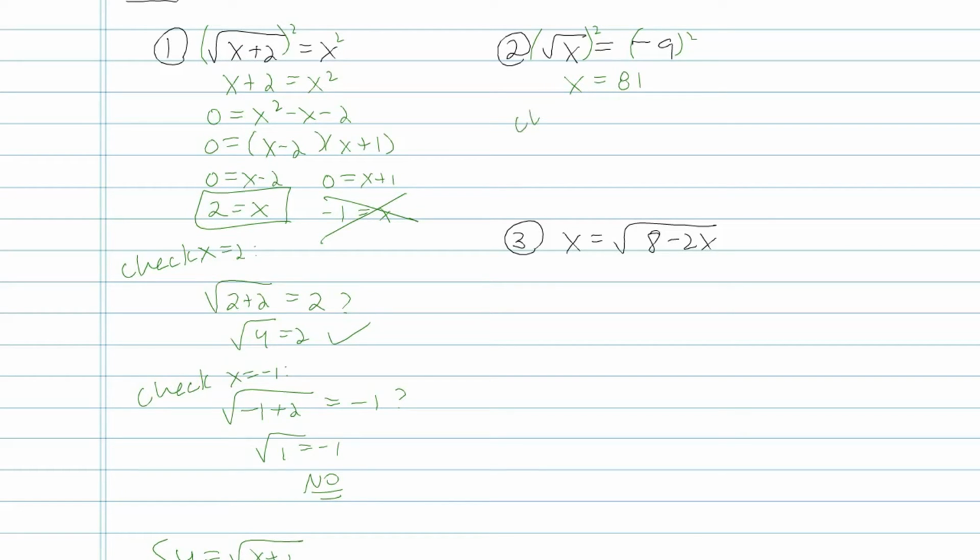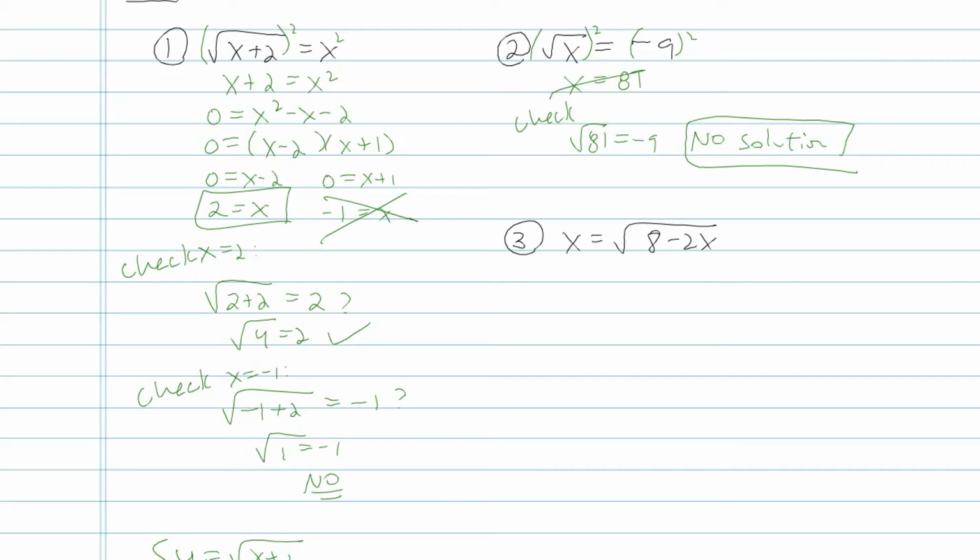And then you go to check your work. Square root of 81 equals negative 9? Well, it doesn't. That's not the principal root. So in fact, this problem has no solution. x equals 81, I want to make sure I cross that out so my teacher knows that I know that that's not really an answer. Don't box that thing. It is not an answer.